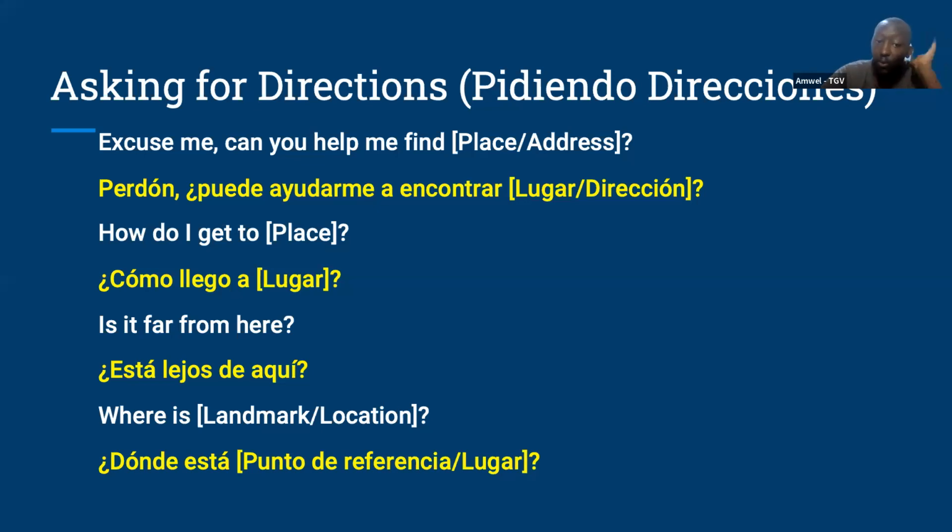So you can say, perdón, ¿puede ayudarme a encontrar la estación de tren, or estación de autobús, the bus station or the train station? You just put whatever place you want to go. It means, excuse me, can you help me find a place? Where it's in brackets, lugar or dirección, it means the place you want to go. So you can say, perdón, ¿puede ayudarme a encontrar la dirección de TUM? Ayúdame a encontrar TUM.